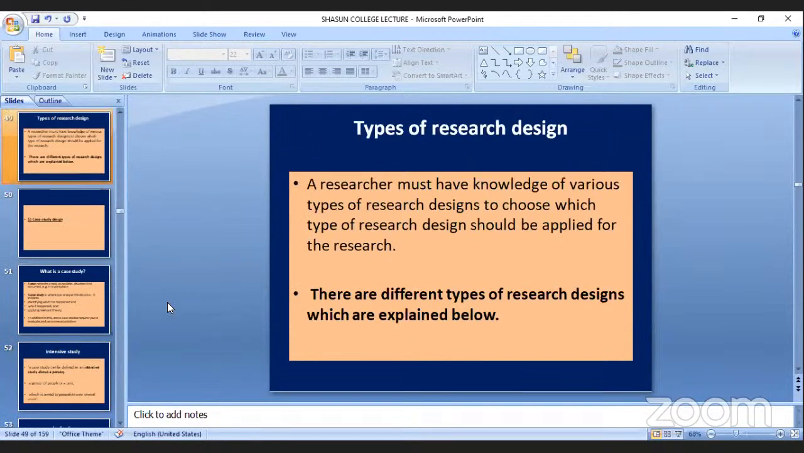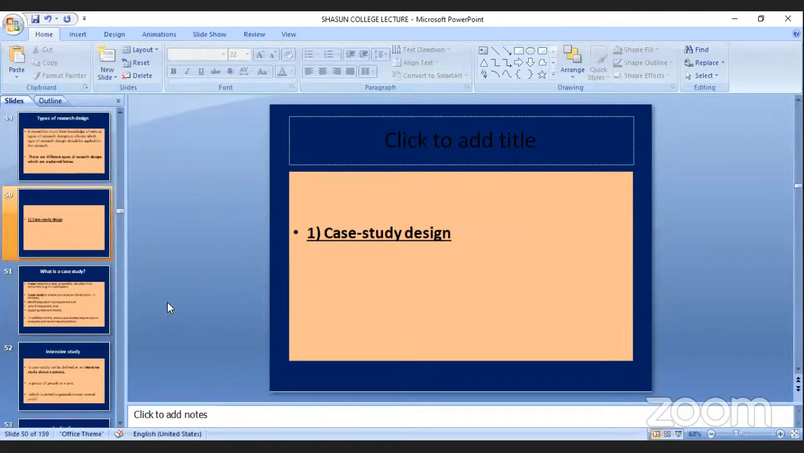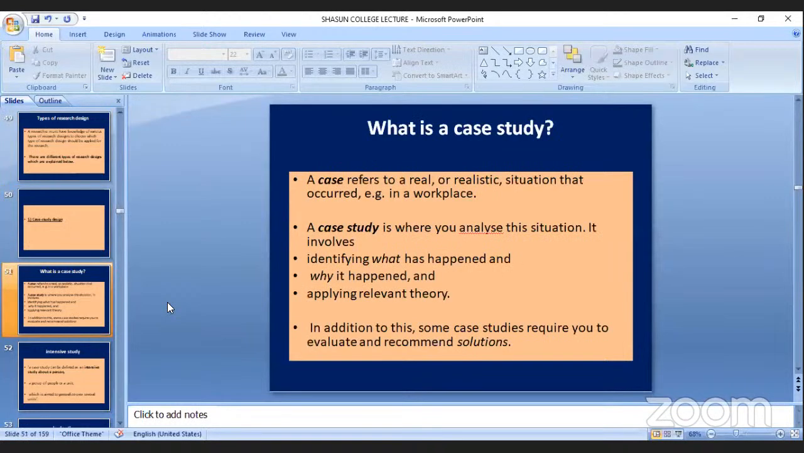So what are the types of research design you have here? See, you have a case study design. There are a number of ways in which research can be done. Case study is a very, very important one. This refers to a real or realistic situation. Say, for example, you want to study an industry. Take the case of Nokia, or Hyundai. You want to study how the workers in that particular factory are. What will you do? You will take up that particular industry and do an analysis. That is called a case study.